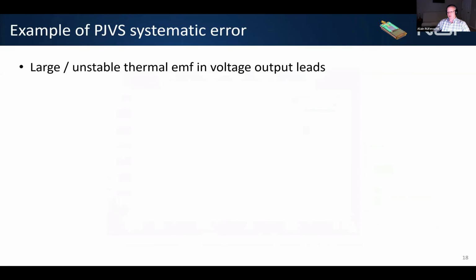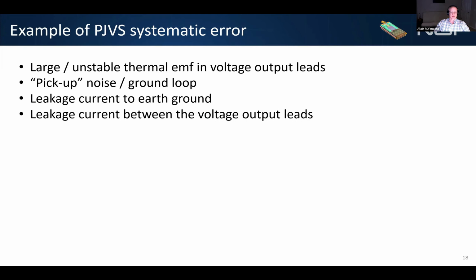Here is a couple examples of systematic errors. One of them will be thermal EMF on the output leads. They can either be large because we choose the wrong materials, or they can be unstable because we have a bad connection or some problem with temperature fluctuations. We can also pick up noise or ground loop that can affect measurements. And there's also leakage current to earth ground and leakage current between the output leads that create some errors.